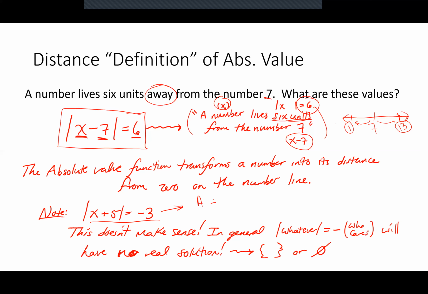a number lives -3 units away from -5. The -5 is fine, but how can I live -3 units away? You can't say, well, it's 3 units to the left, because you just said that's 3 units away. So the notion of -3 as a distance is complete and utter nonsense.